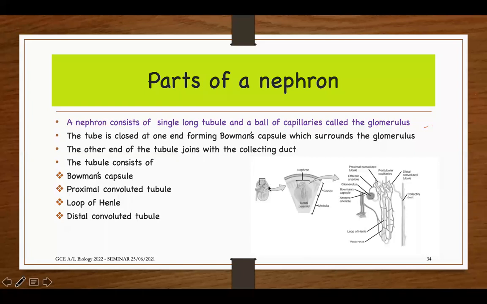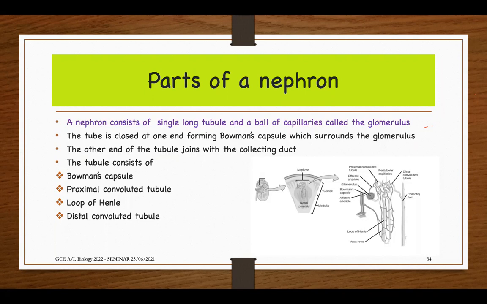Okay, so parts of a nephron. Now we're going to study in detail about the nephron before we go into urine formation. A nephron consists of a single long tubule and a ball of capillaries called the glomerulus. Together you call it the glomerulus. The tube is closed at one end, forming Bowman's capsule, which surrounds the glomerulus. The other end of the tubule joins with the collecting duct. So the collecting duct is where urine is collected at the end. So one end of the tubule of this nephron is connected to the collecting duct, and the closed end is connected to the Bowman's capsule, which is surrounding the ball of capillaries, or the glomerulus.